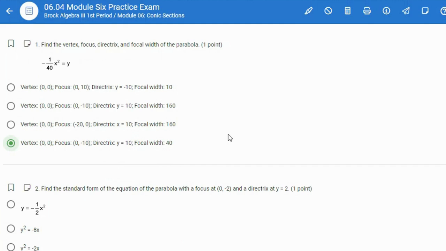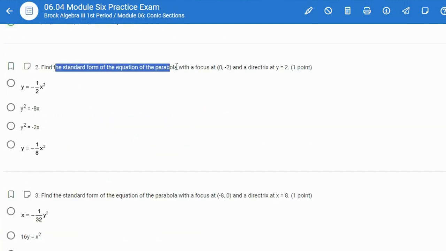All right, find the standard form of the equation of the parabola that has a focus here and a directrix y equals 2. So let's see. Oh yeah, the directrix was y equals 10 over here. I wrote that wrong. Okay, so this one has a focus point 0, -2, and directrix y equals 2.